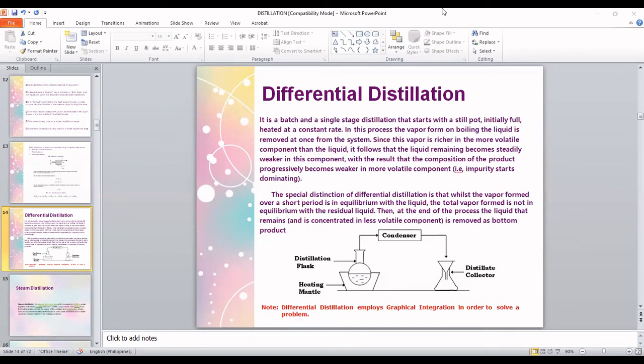What's your understanding of this, Johan? I think, Miss, in the last part of differential distillation, there's no equilibrium anymore, Miss. Wala na equilibrium. Yes, Miss. Okay, I'd like to hear from somebody. What about John Patrick Tagle? What's your understanding of this, Patrick?